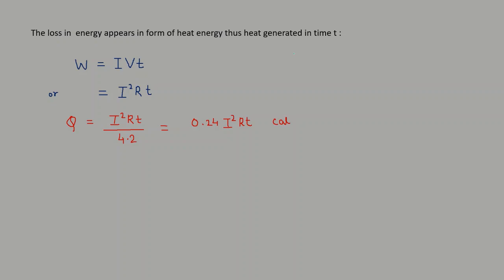We can write the heat value in terms of calorie, because the last one was in joule. So here we can convert the term of heat into calorie by dividing it by 4.2, and we obtain the equation as 0.24 I square RT, and the unit is in calorie.